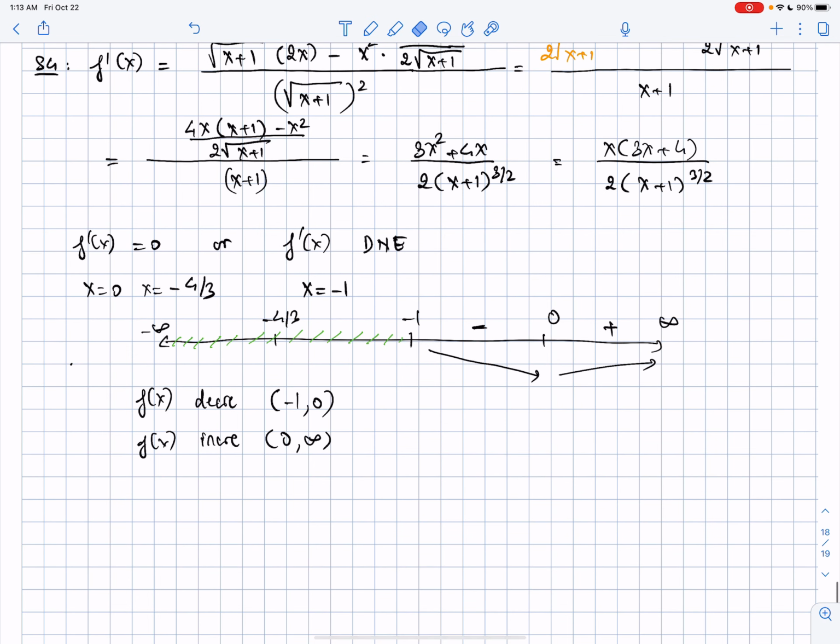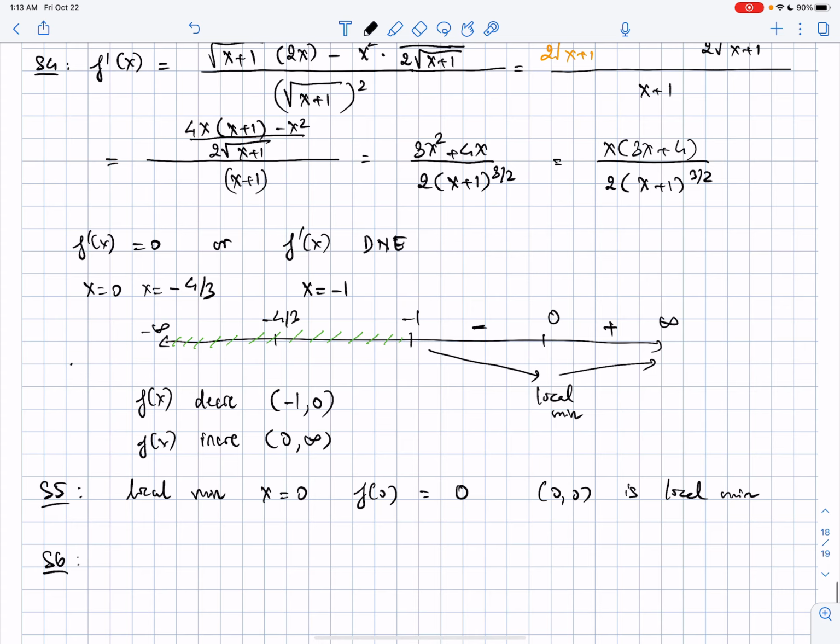So step number 5 is the local min and local max. So this will be the local min. So the local min is x equal to 0. Then you plug in 0, you will get 0. So (0, 0) is the local min also.